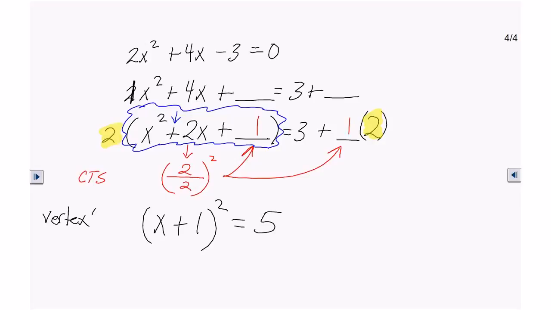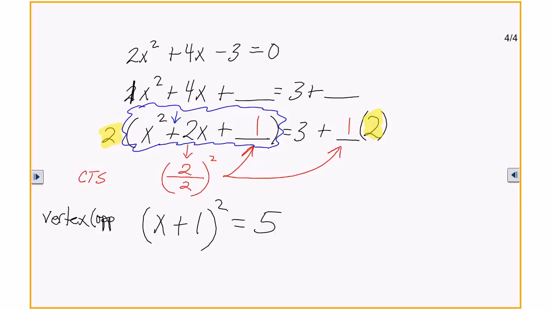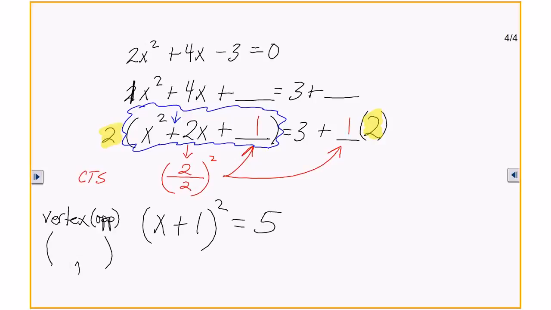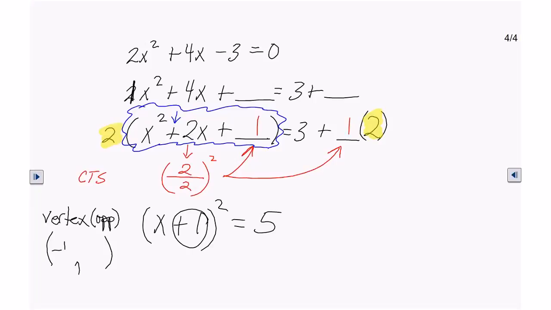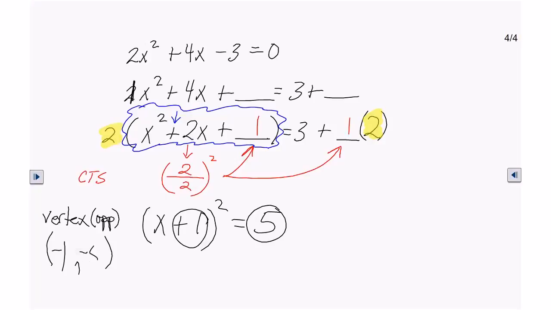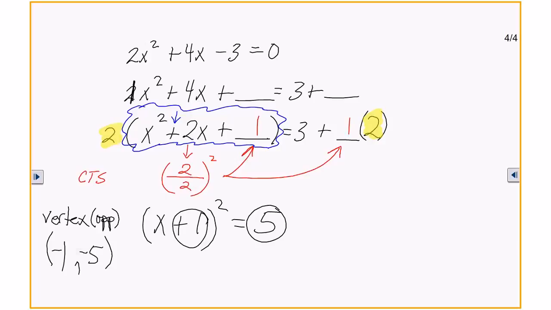Vertex is the opposite of both numbers. I love it when I say the opposite of both numbers because I always get a student say, what numbers? Well, there's only 2 numbers there. Which way do we read? Left to right, Hubert. Then this is the horizontal shift. That's the x, -1. And this is the what? Vertical shift, which is your y. So there's your vertex.